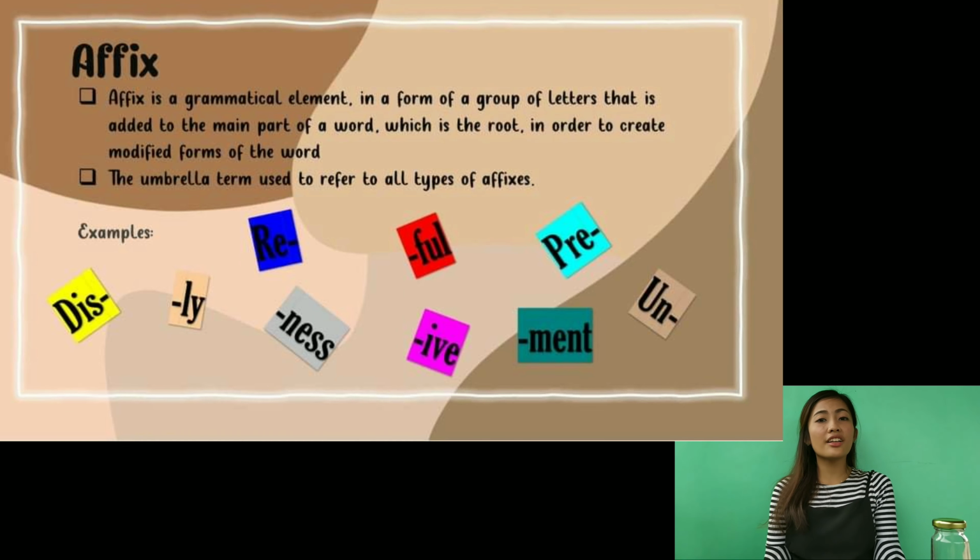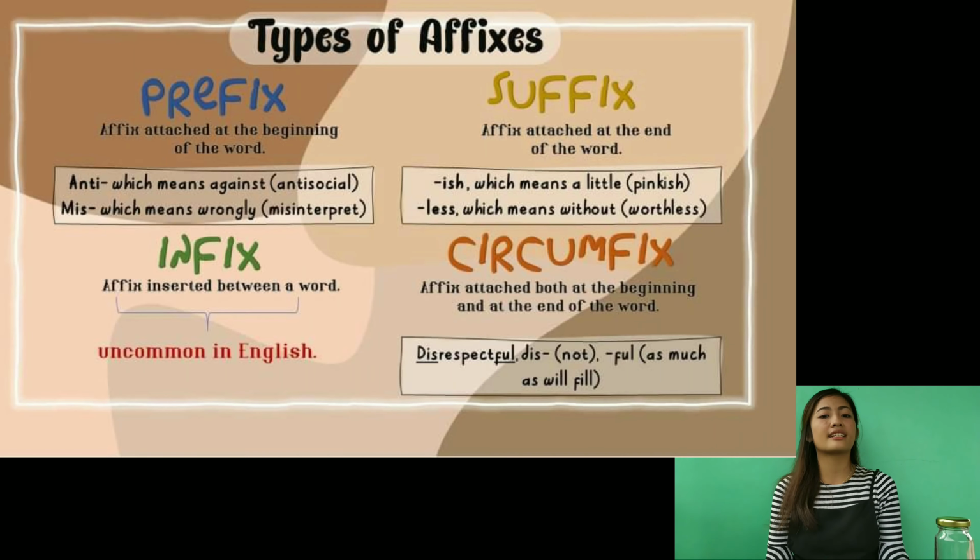Now let's move on to the next part of our discussion, which is the affix. So affix is a grammatical element in a form of a group of letters that is added to the main part of a word, which is the root, in order to create modified forms of the word. So the umbrella term used to refer to all types of affixes is affix. As you can see in the slides, there are examples like this: li, re, nest, full, ave, meant, pre, and un. So these are examples of affixes, combination of prefix and suffix.